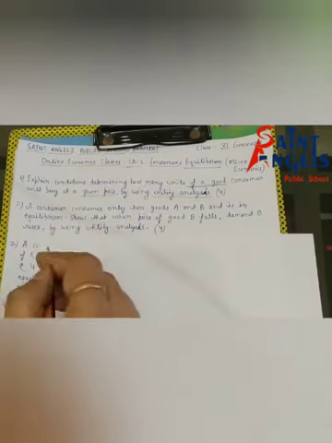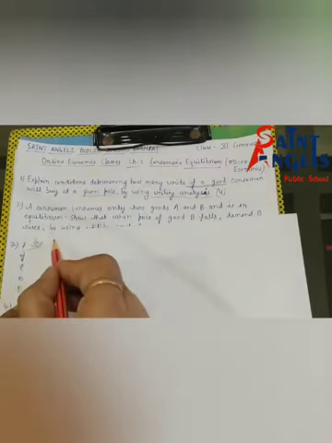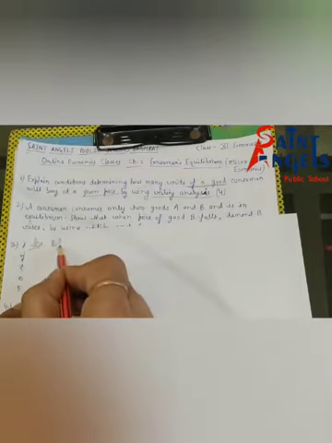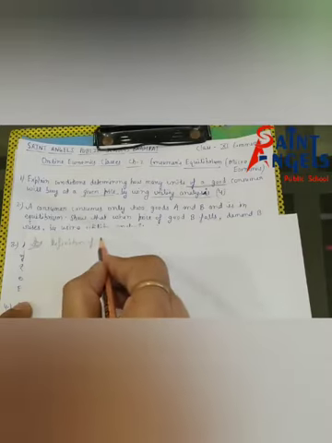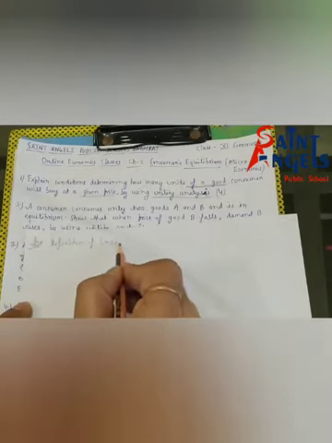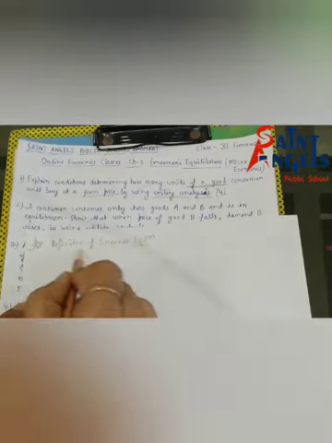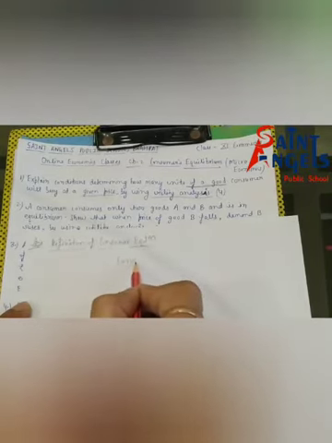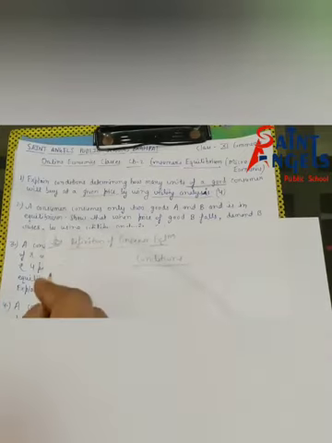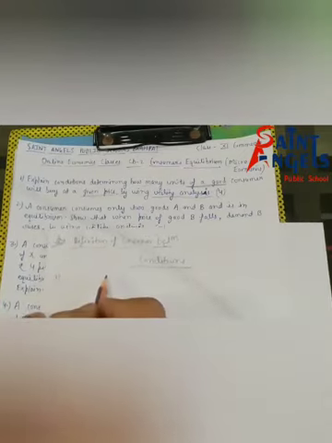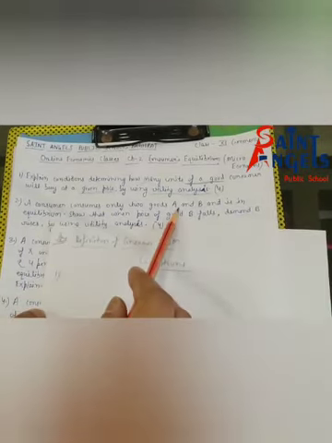First of all, you will write the definition of consumer equilibrium. Then after that you will write the conditions. You know what the condition of consumer equilibrium is in the case of two commodities. See, here good A and good B.